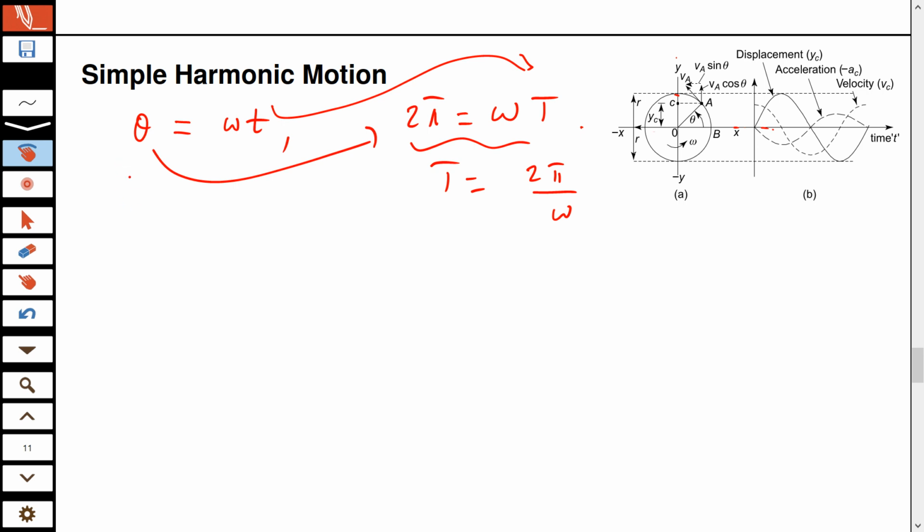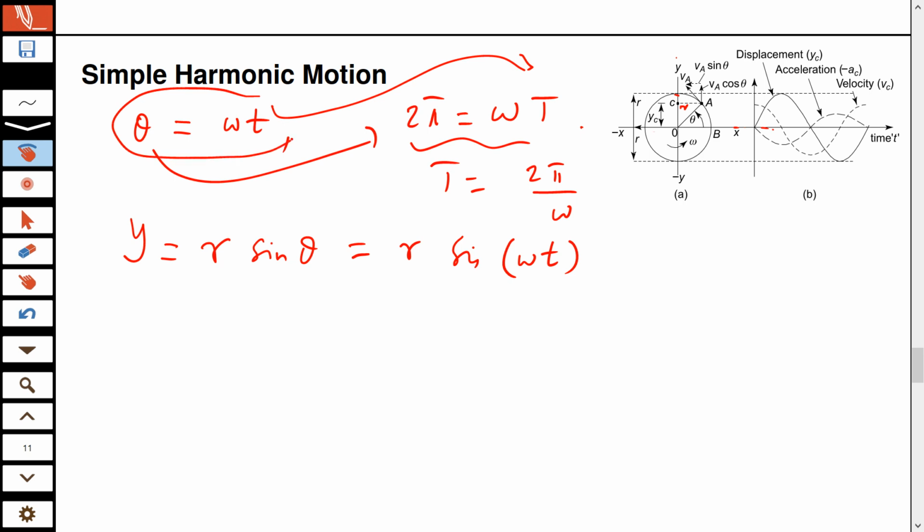Now similarly, you also know that the vertical displacement of point A from the x-axis is simply, if the radius is r, so it will be r times sine of theta. Okay, r times sine of theta, and theta is omega t. Now this theta is omega t is required for constant. We know the angular speed is constant. So the angle.